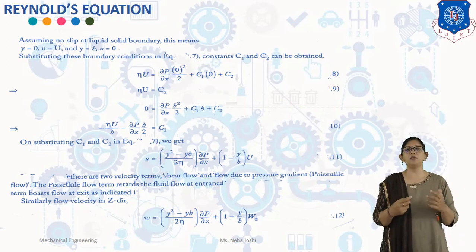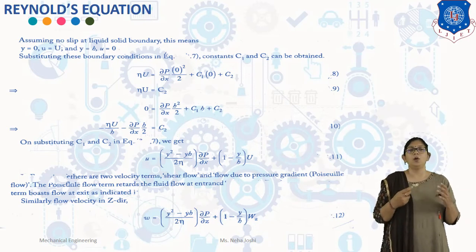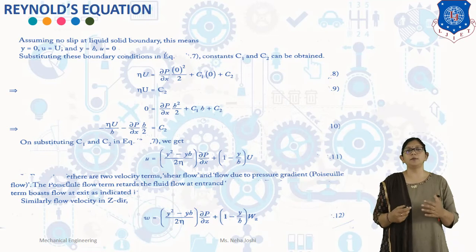Now, on substituting the values of c1 and c2 in equation 7, we can get the final equation, which is u is equal to (y² − yh) upon 2η ∂p/∂x plus (1 − y/h) into u. Okay, so there are two velocity terms: shear flow and flow due to pressure gradient. The flow terms retard the fluid flow at entrance and assist the fluid flow at exit, as indirect.